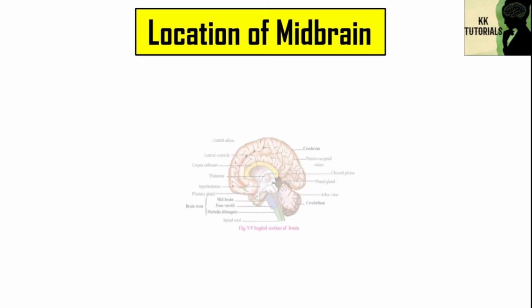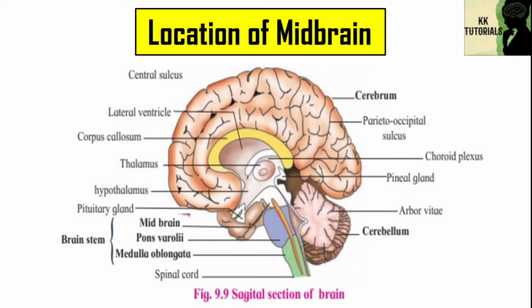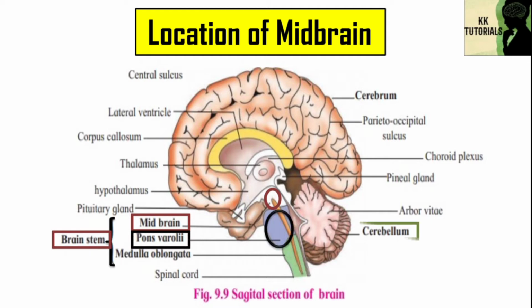Let's see the location. The midbrain or mesencephalon is the most rostral part, meaning the initial part of the brainstem that connects the pons and cerebellum with the forebrain.